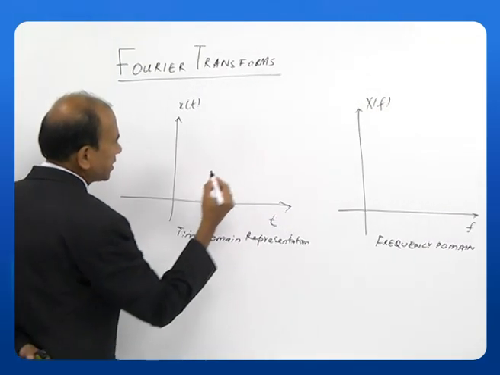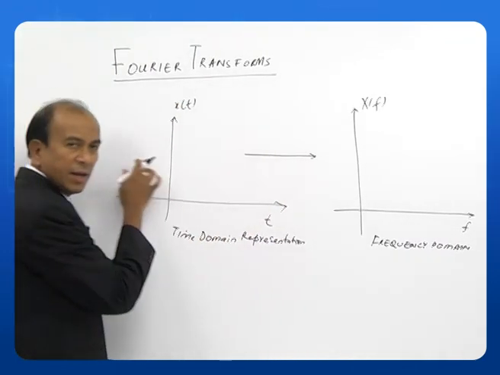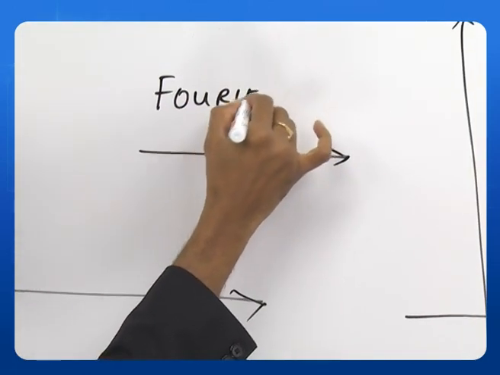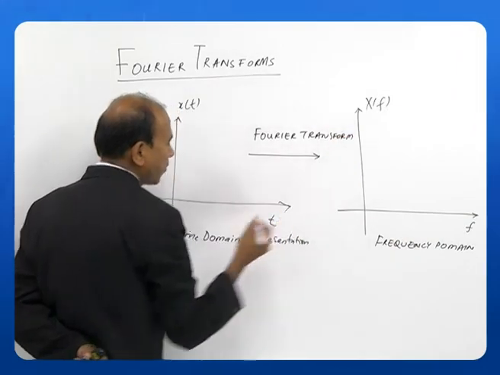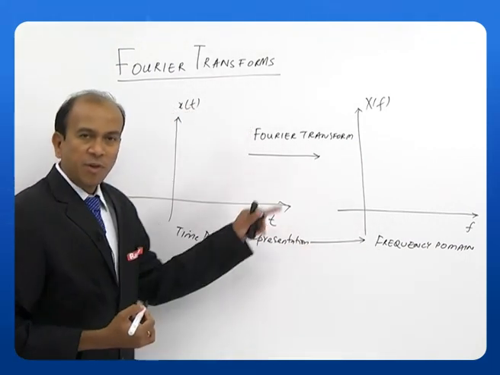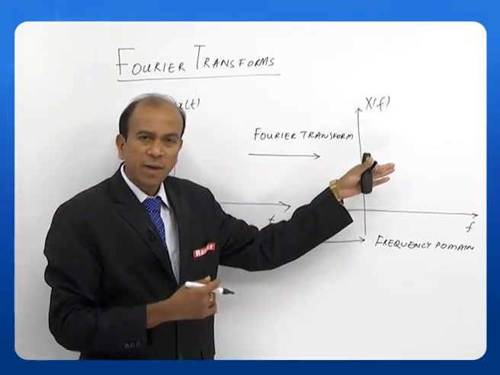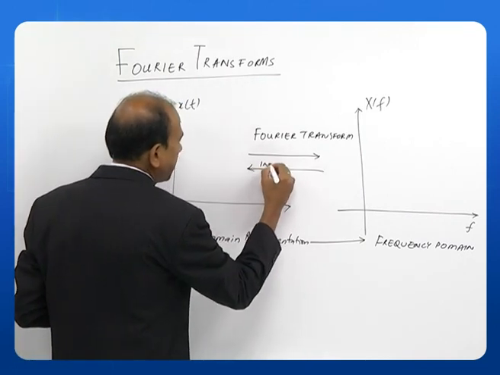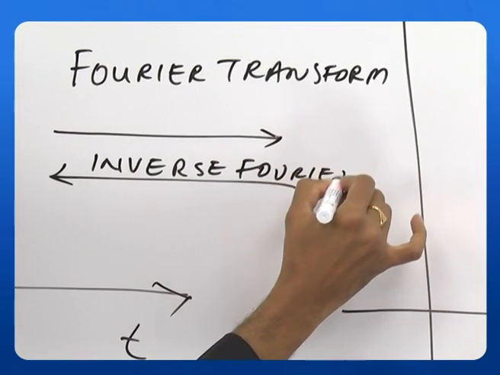So, when I want to translate a signal from the time domain into the frequency domain, we use what is called a Fourier transform. Whenever the time domain has to be converted into the frequency domain, we use the Fourier transform. Now, let us say that I have a frequency domain signal and I want it to be mapped into the time domain. Then it is called the inverse Fourier transform.